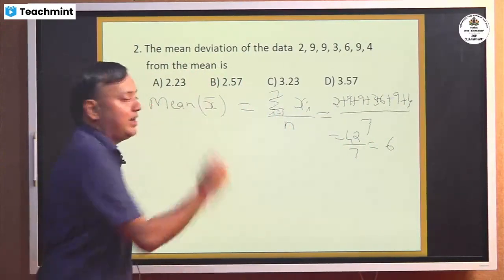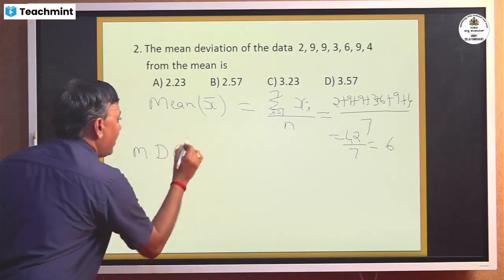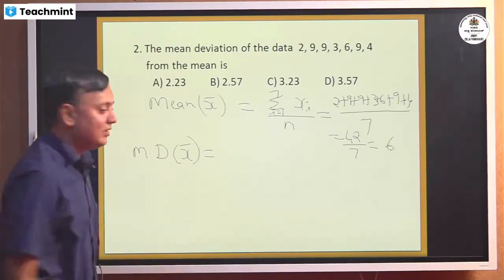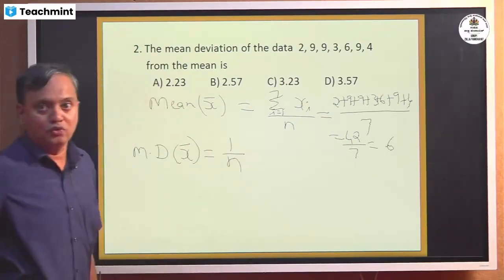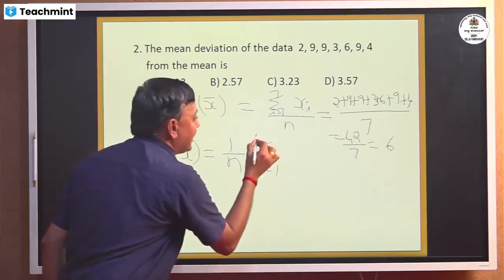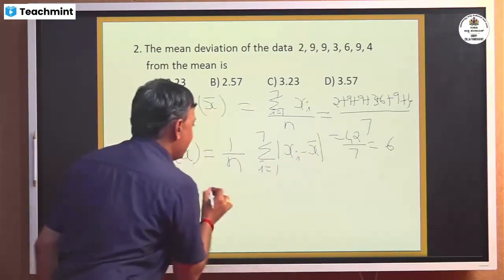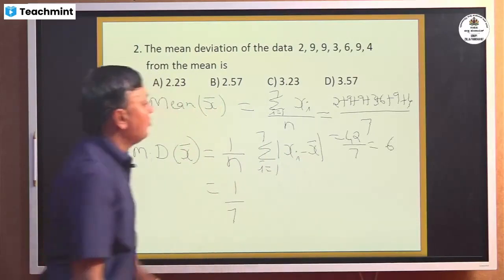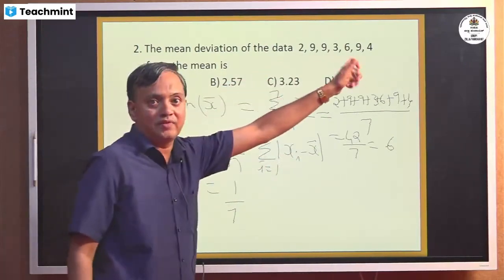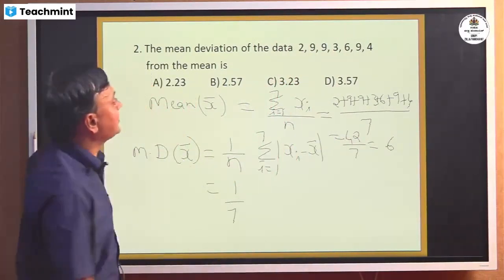First here we have to find the mean, then we want the mean deviation about or from the mean. What is mean deviation from mean? Already we discussed in the previous question: 1 by n into summation, sigma i varies from 1 to n, here number of observations 7, into modulus of xi minus x bar. Here xi means data x1, x2, etc., up to x7, 7 observations, and x bar is the mean.